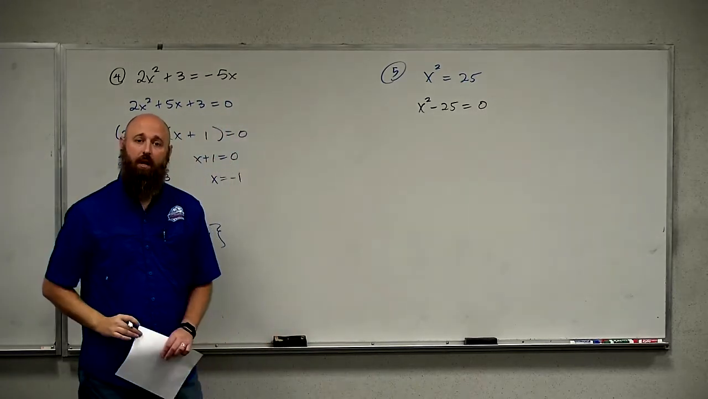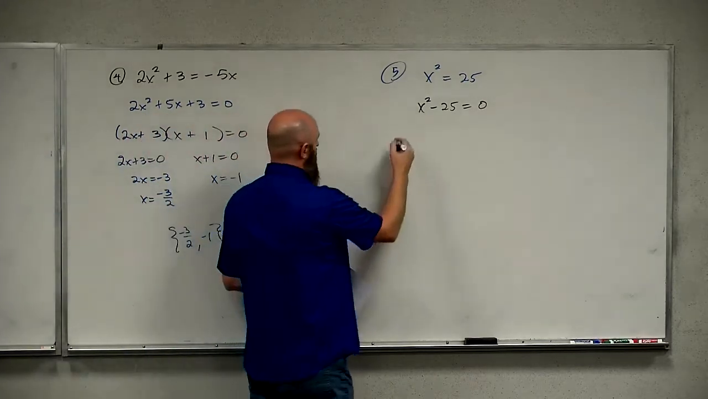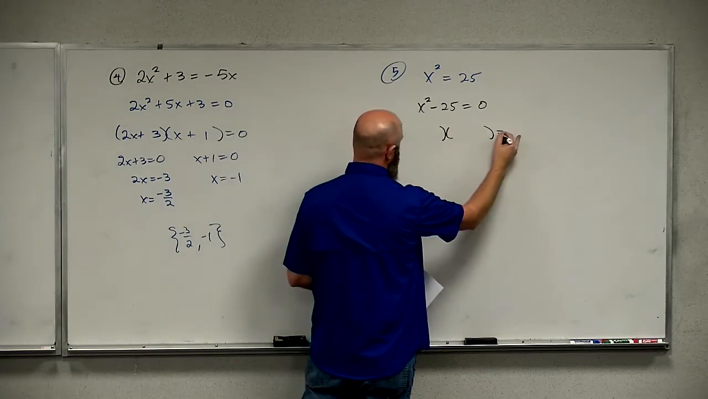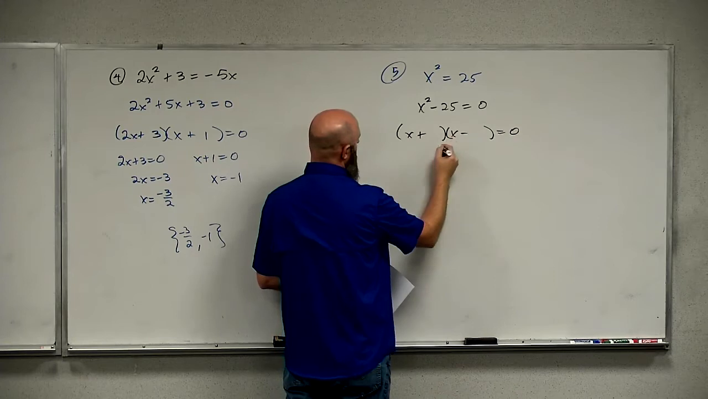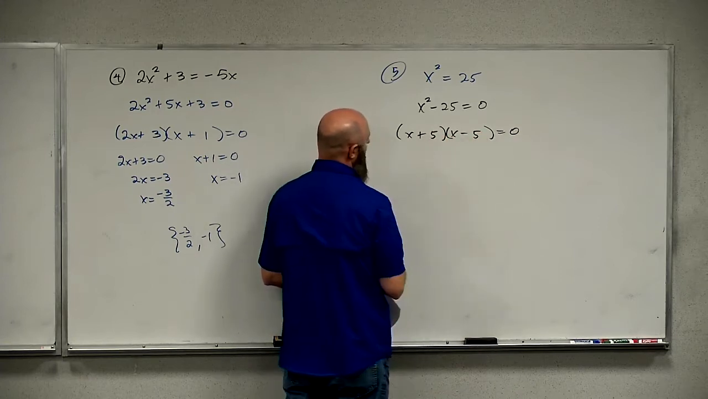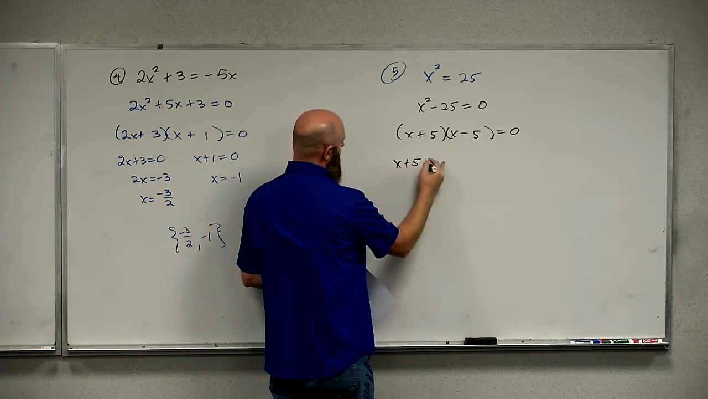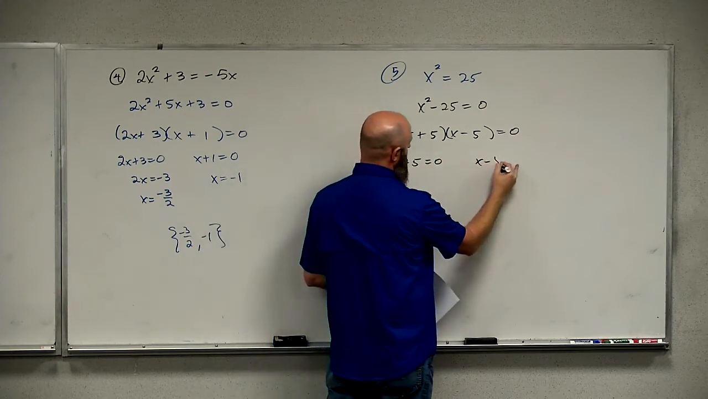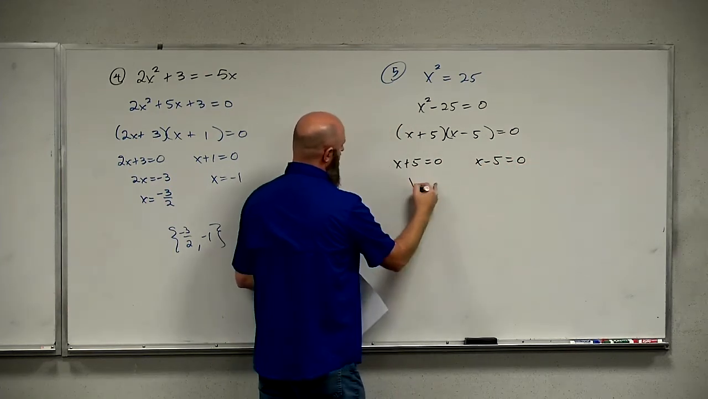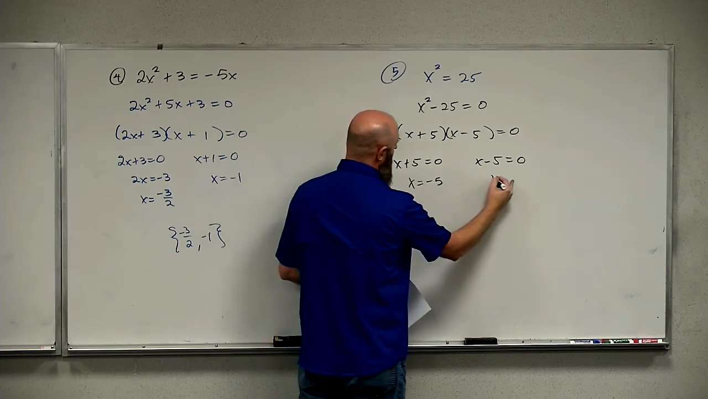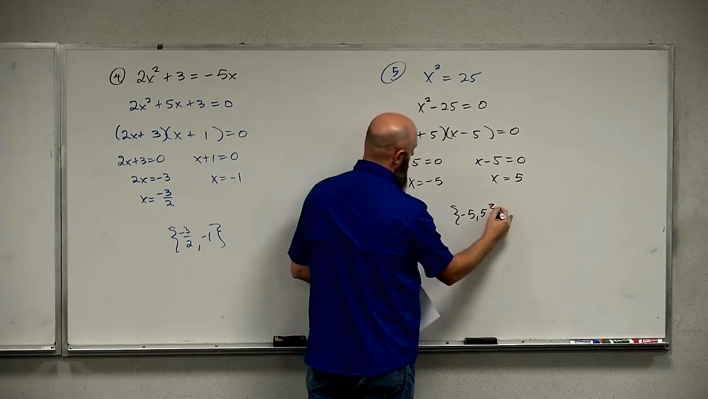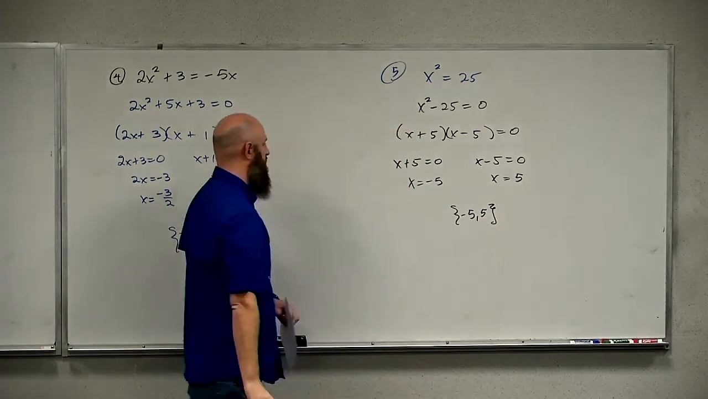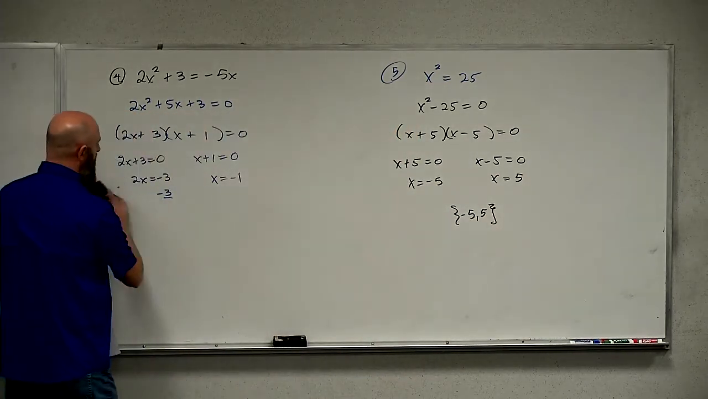Well, that's the difference of squares. So we can put our 2 parentheses, plus, minus. We get x and x, 5 and 5. And so x plus 5 equals 0, x minus 5 equals 0. So x equals -5 and x equals +5 are my 2 answers. Okay? So we still can do those.